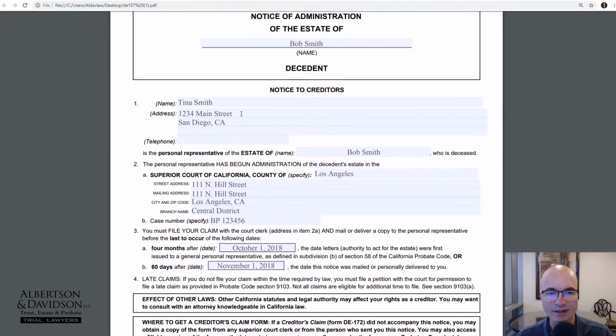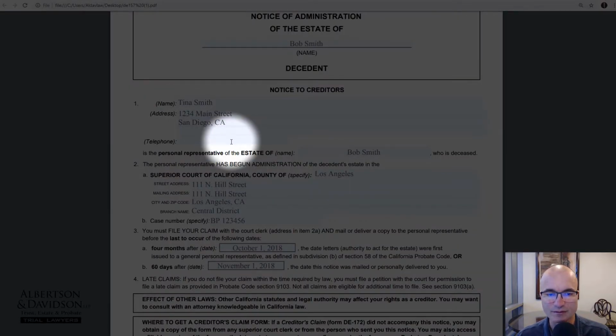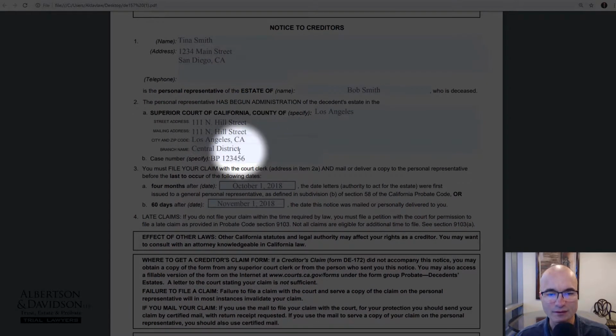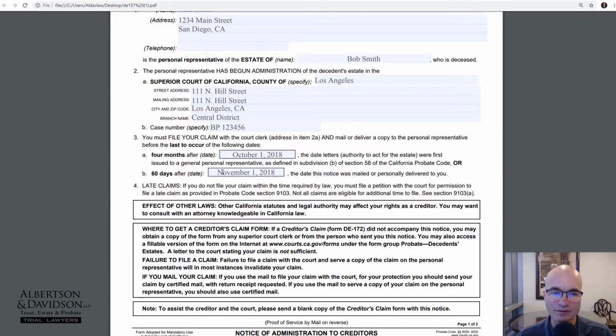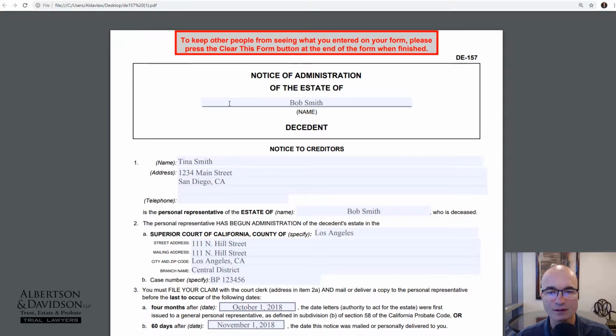You're just kind of laying out who the personal representative is, where the court is, where the matter is filed, and some dates that they have to know in order to file their creditor's claim, and then you mail it. And if you don't have one of these filed with the court, then the personal representative could be liable for this debt if the creditor never received notice. So that's the notice of administration of estates.